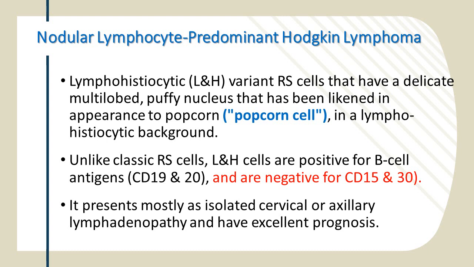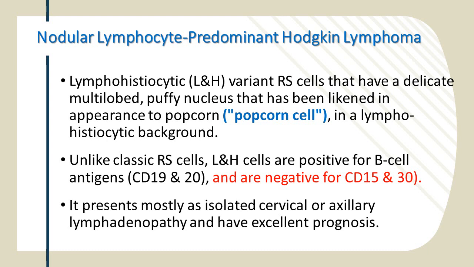The nodular lymphocyte predominant Hodgkin lymphoma is characterized by the presence of lymphohistiocytic L and H variant Reed-Sternberg cells that have a delicate multilobed puffy nucleus resembling popped corn, called the popcorn cell. L and H variants usually are found within large nodules containing mainly small B cells admixed with variable numbers of macrophages. Other reactive cells, such as eosinophils, are scanty or absent, and typical Reed-Sternberg cells are rare.